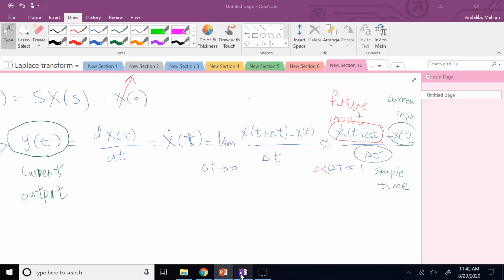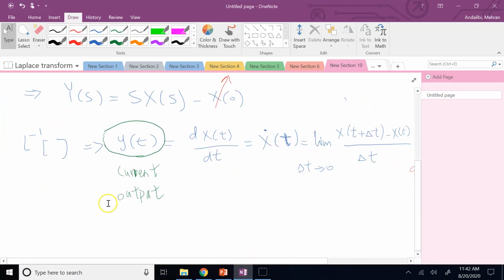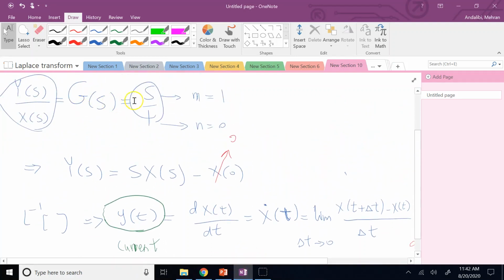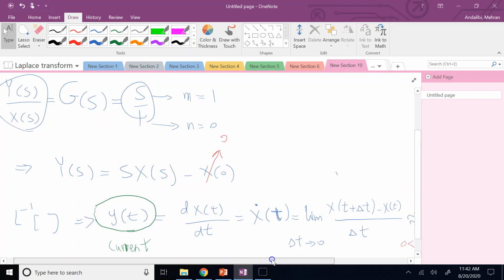So you see clearly here that I gave you one example, a simple example, but I can show you in any other case that the order of the numerator is bigger than or equal to the denominator, especially bigger than the denominator.